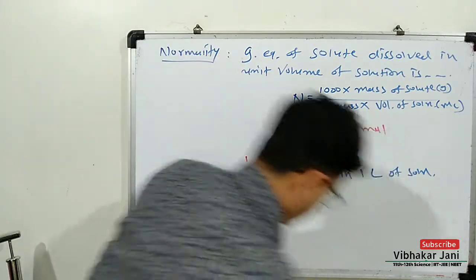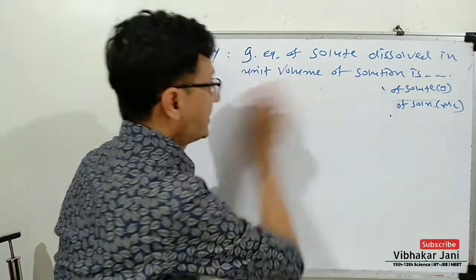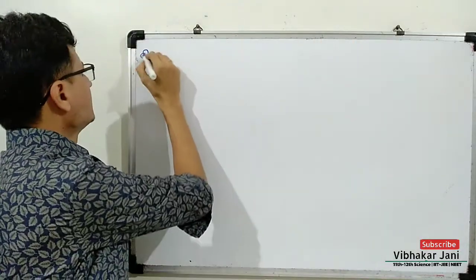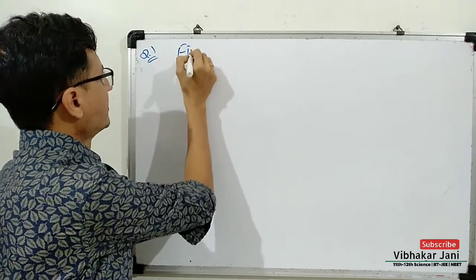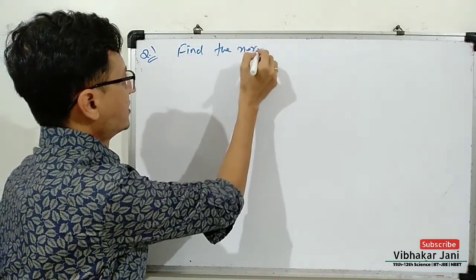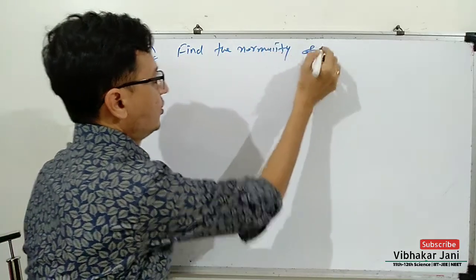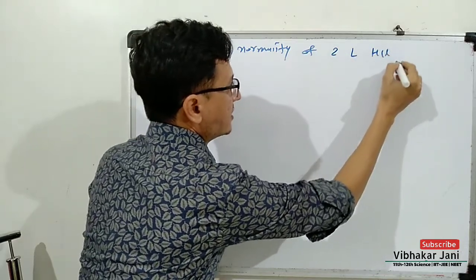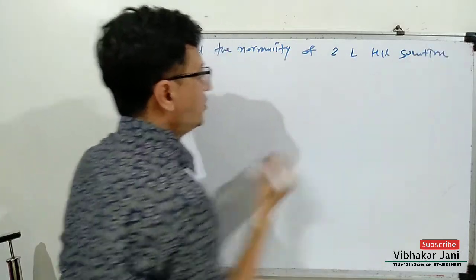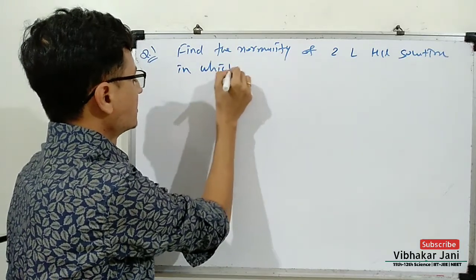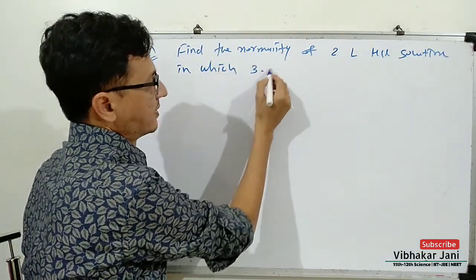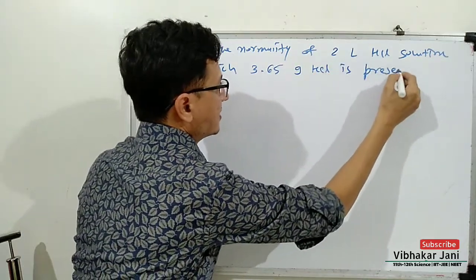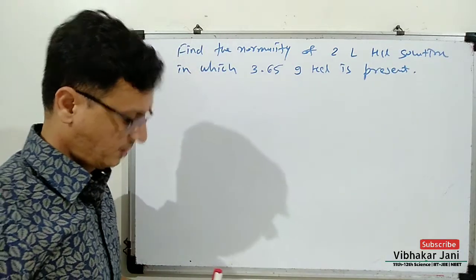Okay, now let us see some examples of normality. Suppose this is the question: find the normality of 2 liter HCl solution in which 3.65 gram HCl is present. Now this is the question.